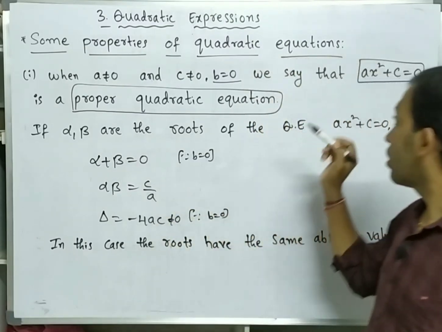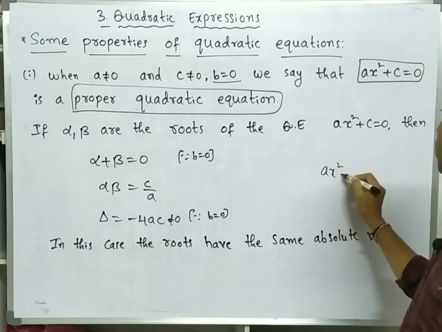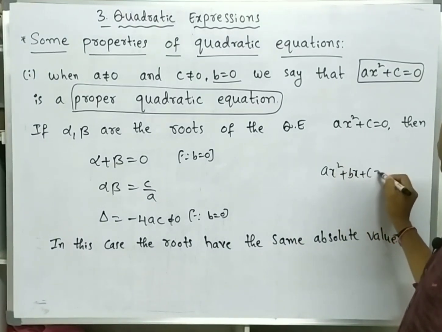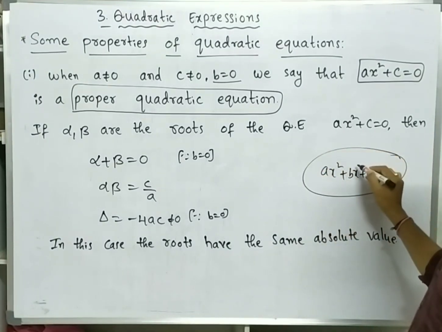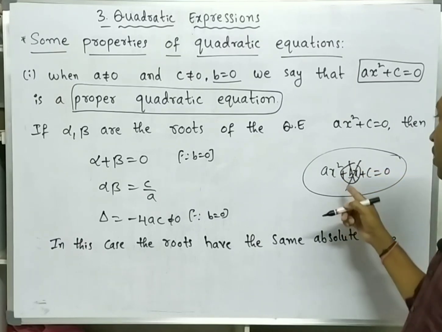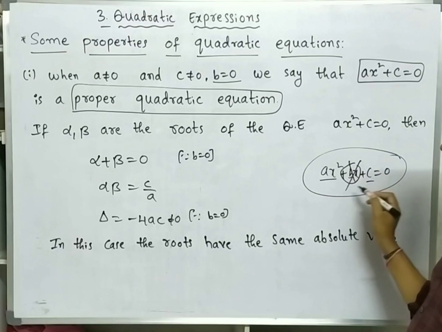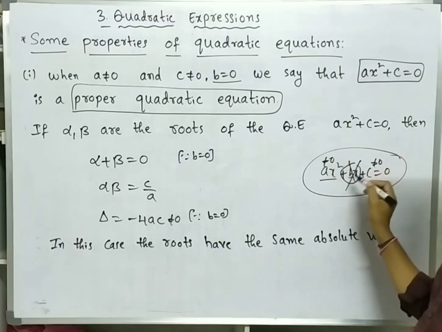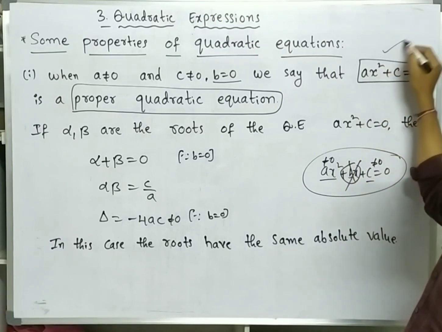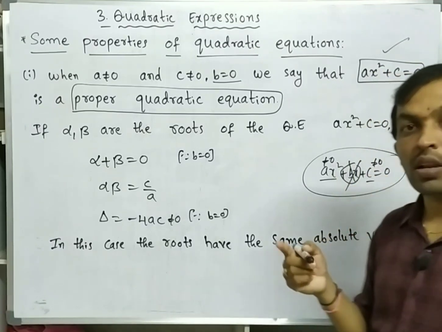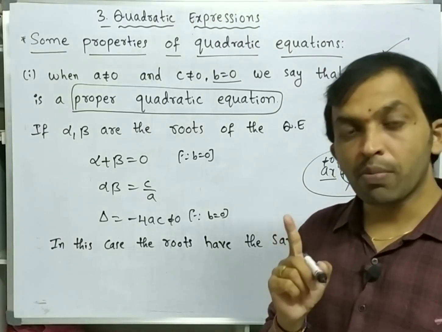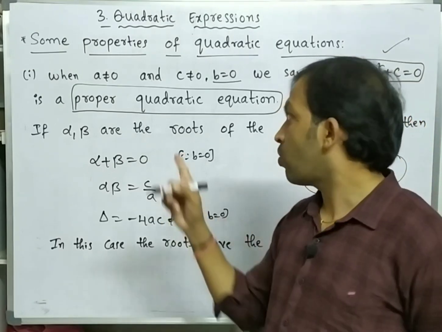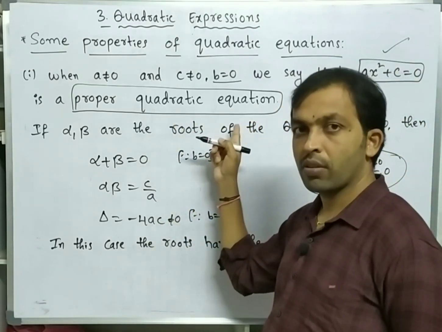Here, ax square plus bx plus c is equal to 0 is a quadratic equation. In this, if b is equal to 0, then this term vanishes. Then what is remaining? ax square plus c. In this one, a is not equal to 0 and c is also not equal to 0. Then we get a quadratic equation, which is also a quadratic equation but with a special name, that is, a proper quadratic equation, right?